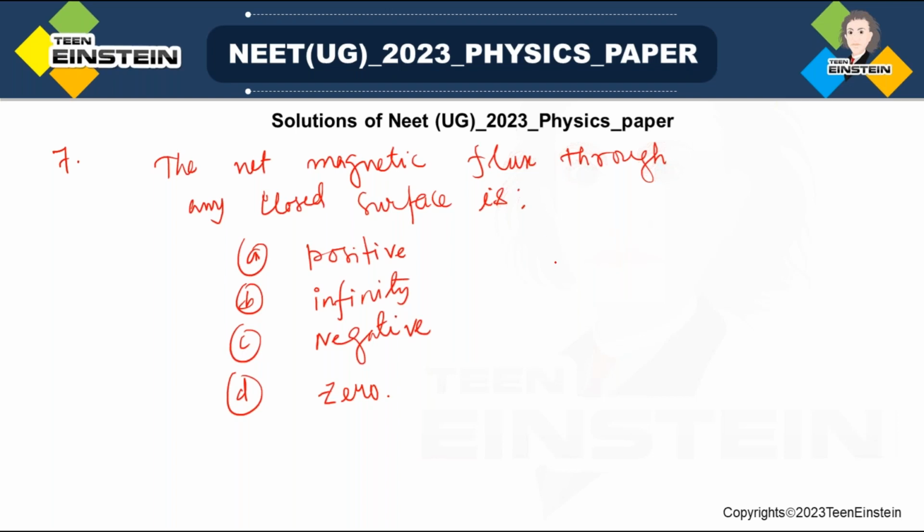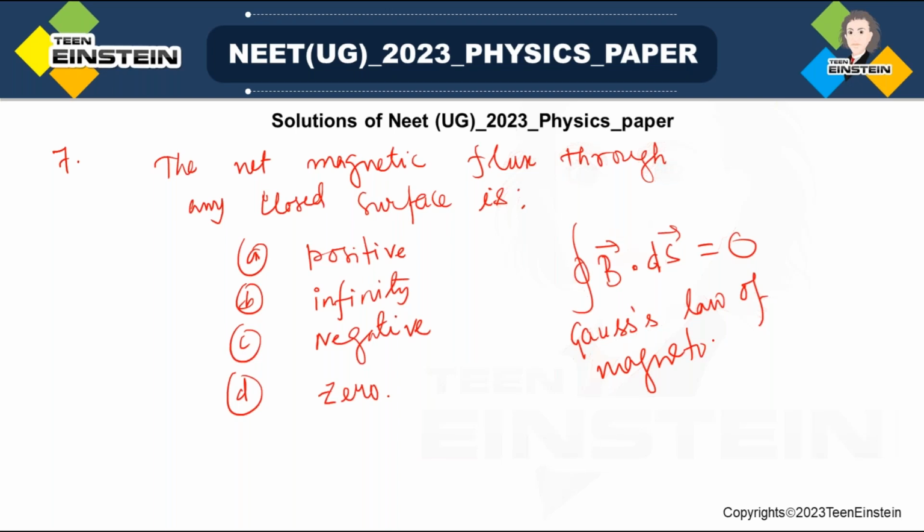So look, the question says this thing. If you see the mathematical form, then you may be able to remember. This is equal to 0 because this is Gauss's law of magnetostatics. And what does this signify? This signifies no monopole exists.